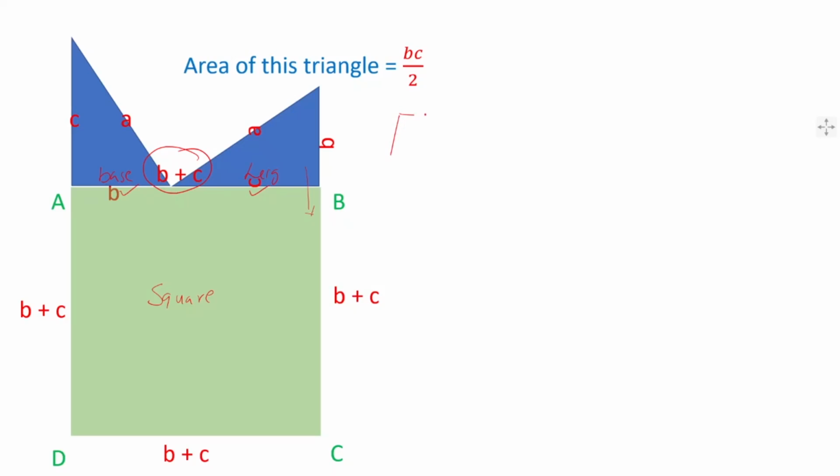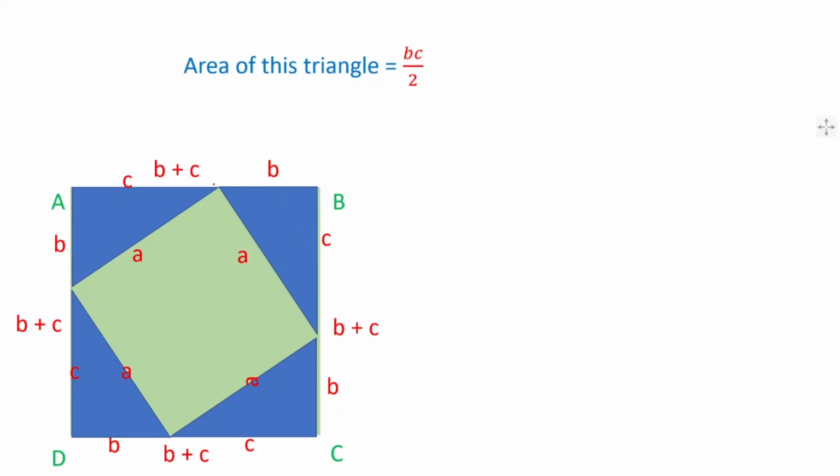Here we have a square ABCD having sides equal to b plus c, where b is base and c is height of the right angled triangle we studied. And I am placing the same triangle four times here, by cutting four equal triangles. I have placed height, base, base, height, base, height, base and height. So all these are its hypotenuse, which we have named as A from the beginning.